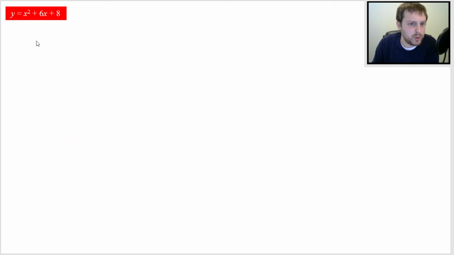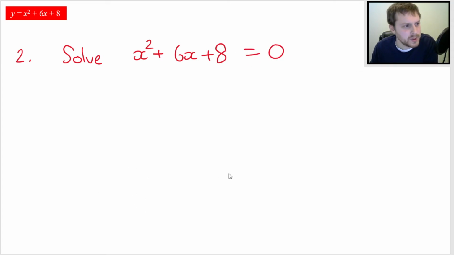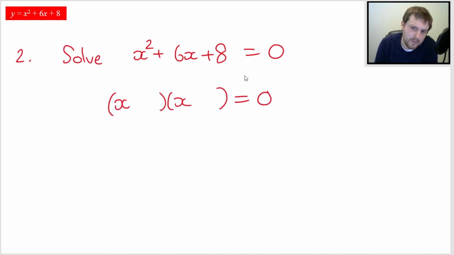Okay, question 2, and I'll actually ask you it properly this time. I want you to solve x squared plus 6x plus 8 equals 0. I'll give you a couple of seconds to pause and have a go, and then you can see the answer. Right, I'm going to factorize this. Make sure you dock yourself a mark, by the way, if you aren't writing the equals 0. This is still an equation. An equation will have an equals sign, otherwise it's not an equation.